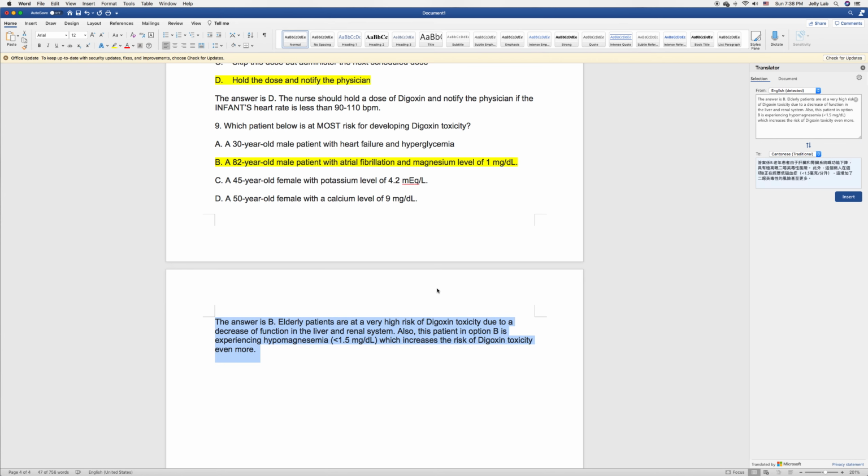The answer is B. Elderly patients are at a very high risk of digoxin toxicity due to a decrease of function in the liver and renal system. Also, this patient in option B is experiencing hypomagnesemia, 1 mg/dL, which increases the risk of digoxin toxicity even more.